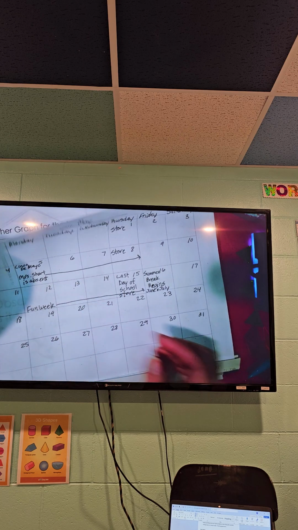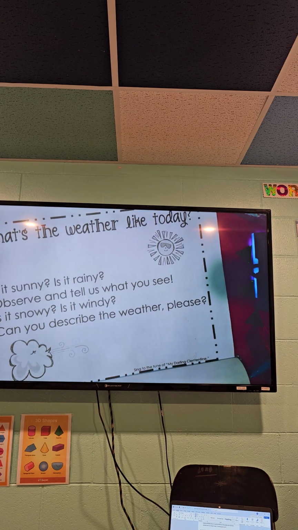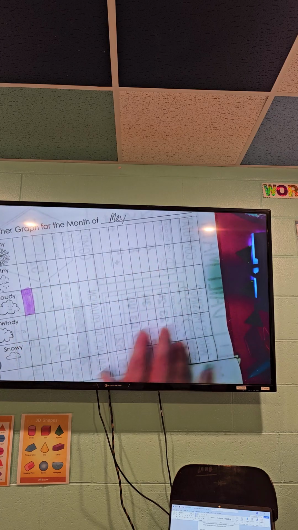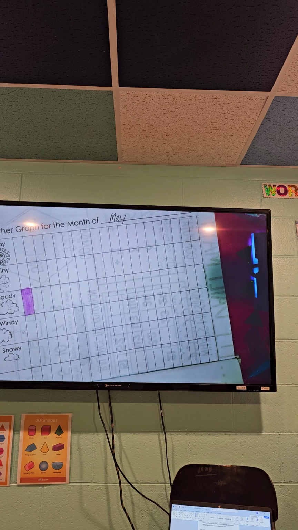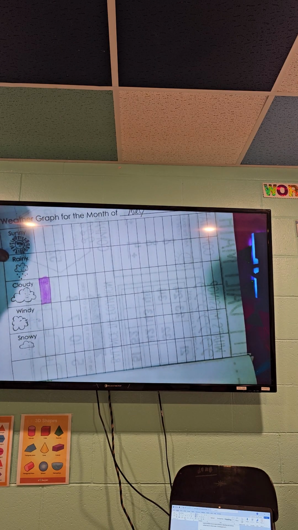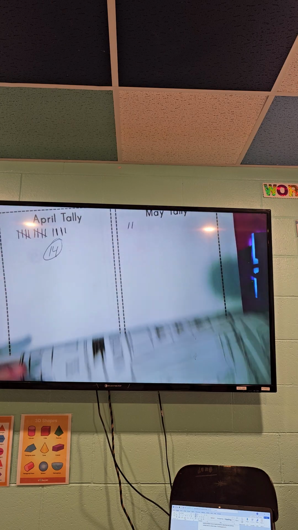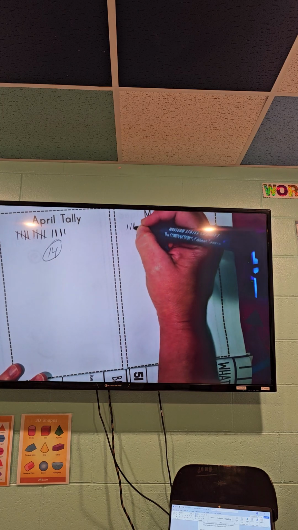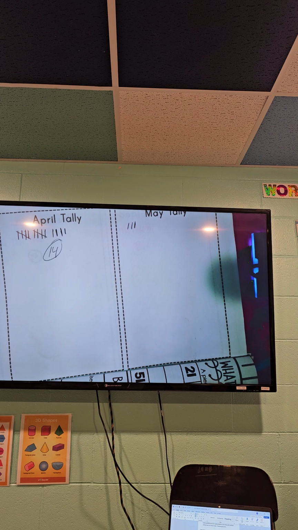And then turn the page. I forgot to turn my timer on. Okay, make sure you go check the weather outside and then highlight what's happening out there. Turn the page and do your tally mark for May. Once you've done that, close your folder.